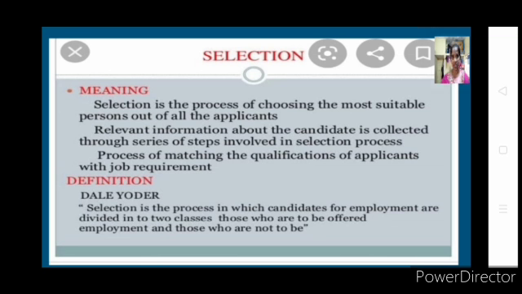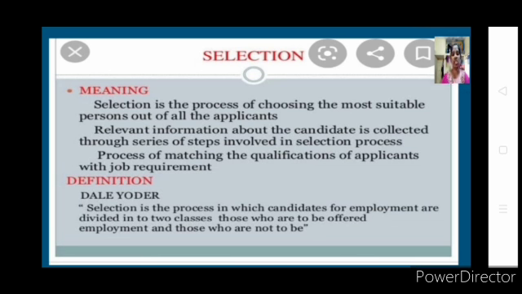Here you see, selection is a process of choosing the most suitable person out of all the applicants. Simple. Relevant information about the candidate is collected through a series of steps involved in the selection process. It is the process of matching the qualifications of applicants with the job requirement. So this is a general thing I can say about selection. The first two lines say it in a clear way. It is just choosing some or a few among the many. Is it clear? Now we have a definition.